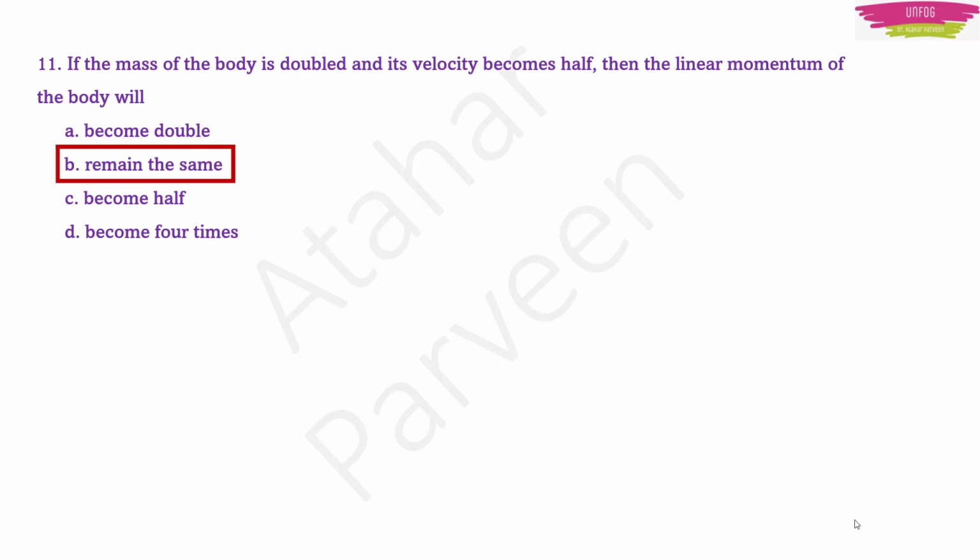Okay? Take this numerical as an assignment, friends. You have to write it down and confirm whether the linear momentum of the body will remain same or not. Just use this formula, P is equal to m into v. Okay? In place of m, you write 2. In place of velocity, you write half. Okay?